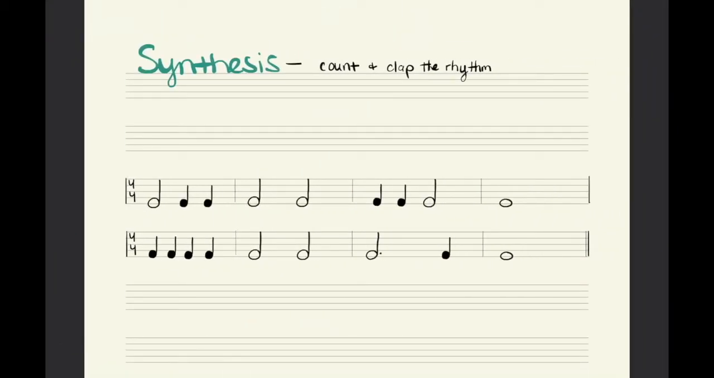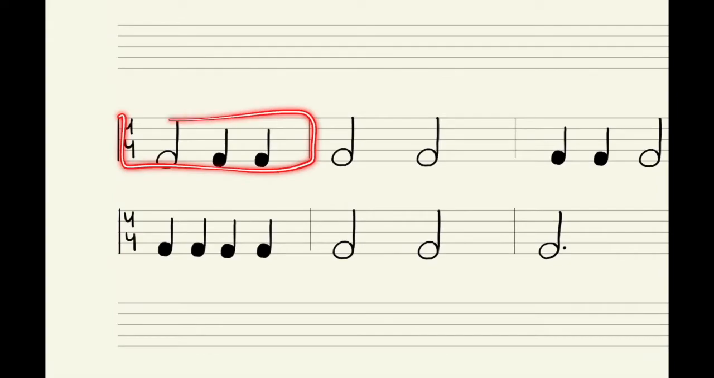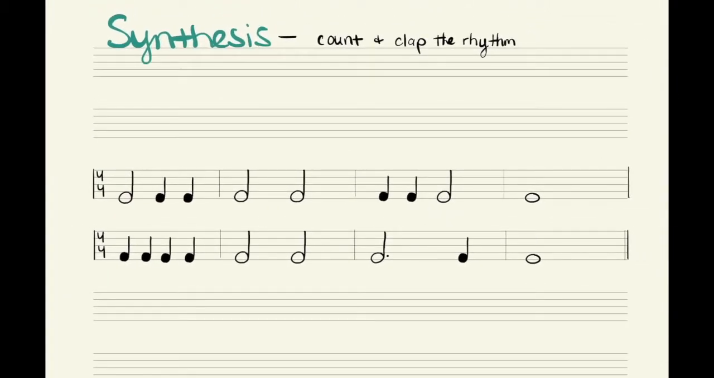We're going to count and clap the rhythm. We're going to put all of our knowledge together. So every single measure has to equal 4 beats, remember. So let's just look at this first line of music. So if I'm following all the guidelines, half notes being 2 beats, quarter notes being 1, whole notes being 4, dotted half notes being 3, here's how we could count it.